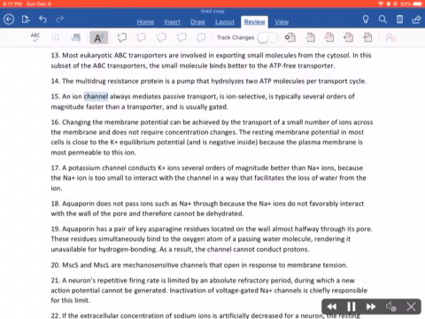15. An ion channel always mediates passive transport, is ion selective, is typically several orders of magnitude faster than a transporter, and is usually gated.